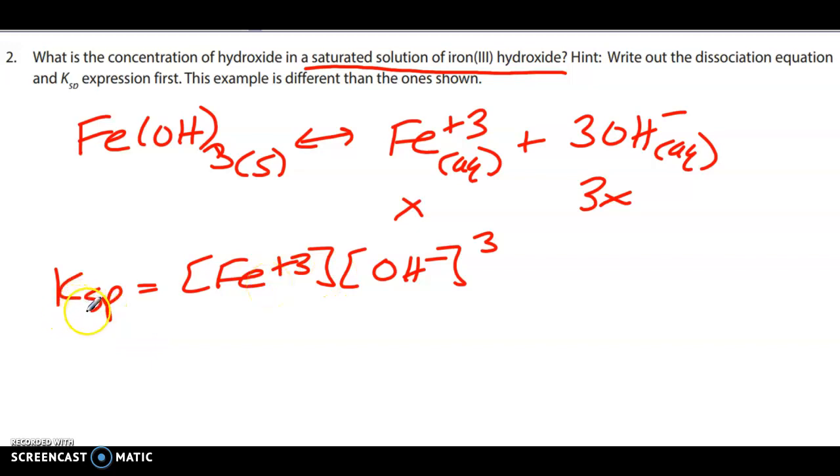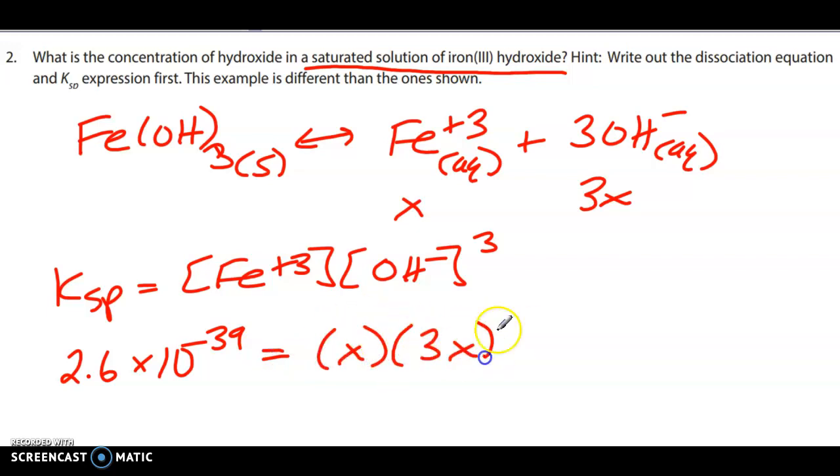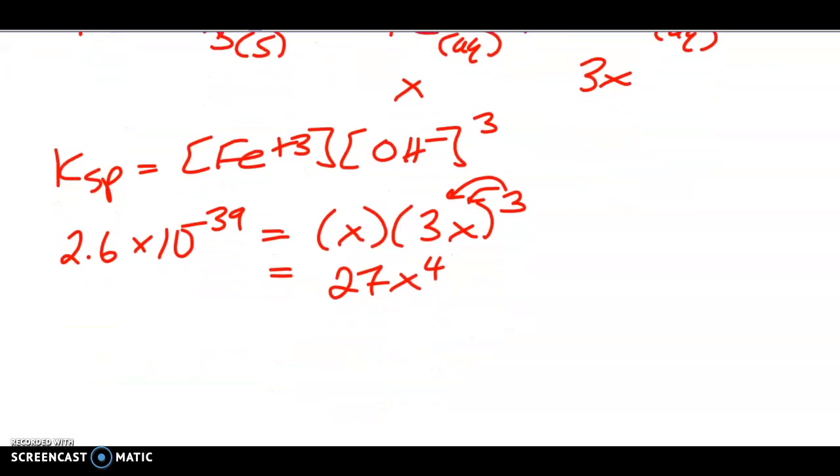So this is actually exactly what we were mentioning before. So Ksp we would look up on the Ksp table. So this is one of the examples that's very, very, very low solubility, times 10 to the negative 39, my goodness. So our Fe is X, and this is going to be 3X to the 3. So this is going to be, after this is all said and done, 27X to the 3 with another X, 27X to the 4. But we would do the same thing, we would still want to factor out for X.